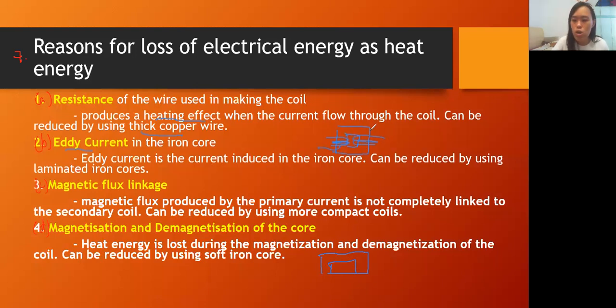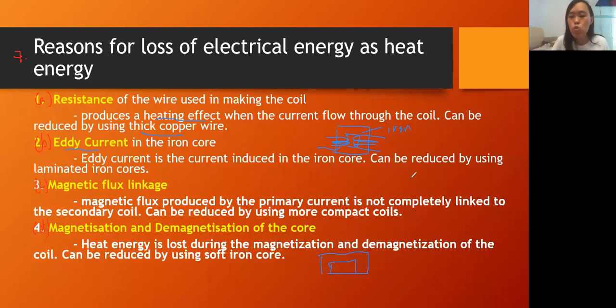So usually this core is made out of iron. And when there is a current passing through this iron core, it will have the tendency to store some of the current inside the iron. This current we will call eddy current. And this eddy current is one of the reasons why electrical energy is lost during the formation of the transformer, the increasing or decreasing of the voltage inside the transformer.